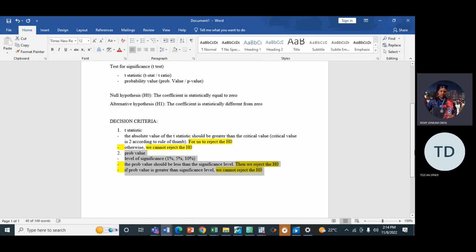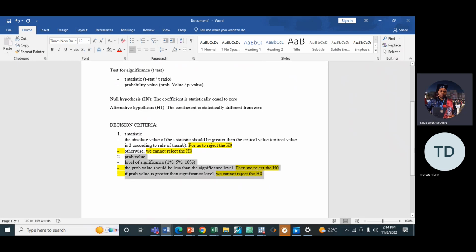Let's make the decision using probability value. By the way, guys, I will take 5 minutes of your time. Instead of 220, I will leave at 225 because I want to finish this.